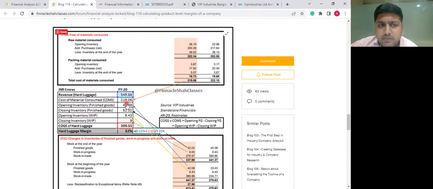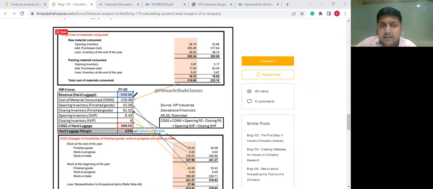So 219.06, which we saw, we got here, cost of raw material consumed, and change in finished goods and stock in trade, right? So finished goods and work in progress. So finished goods, this is closing 52, you got here, right? 9, you got here, which is closing. Once again, opening is 9.43, you got here. Once again, it's opening minus closing, guys. Do not make that mistake. And 42.08.